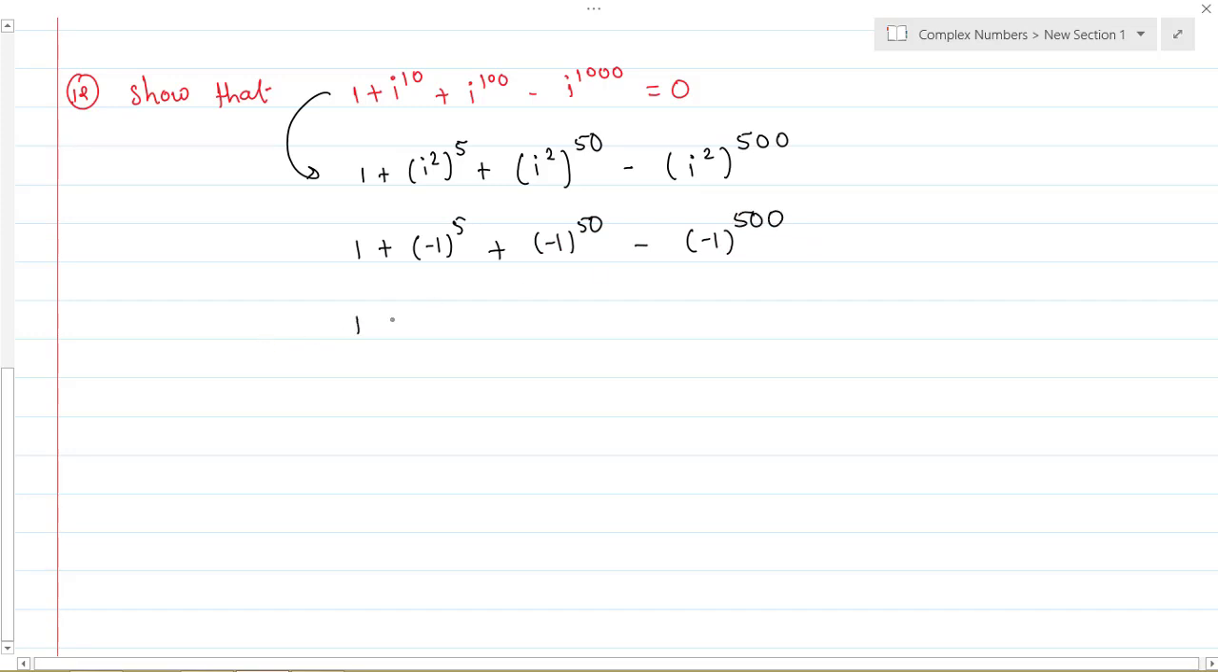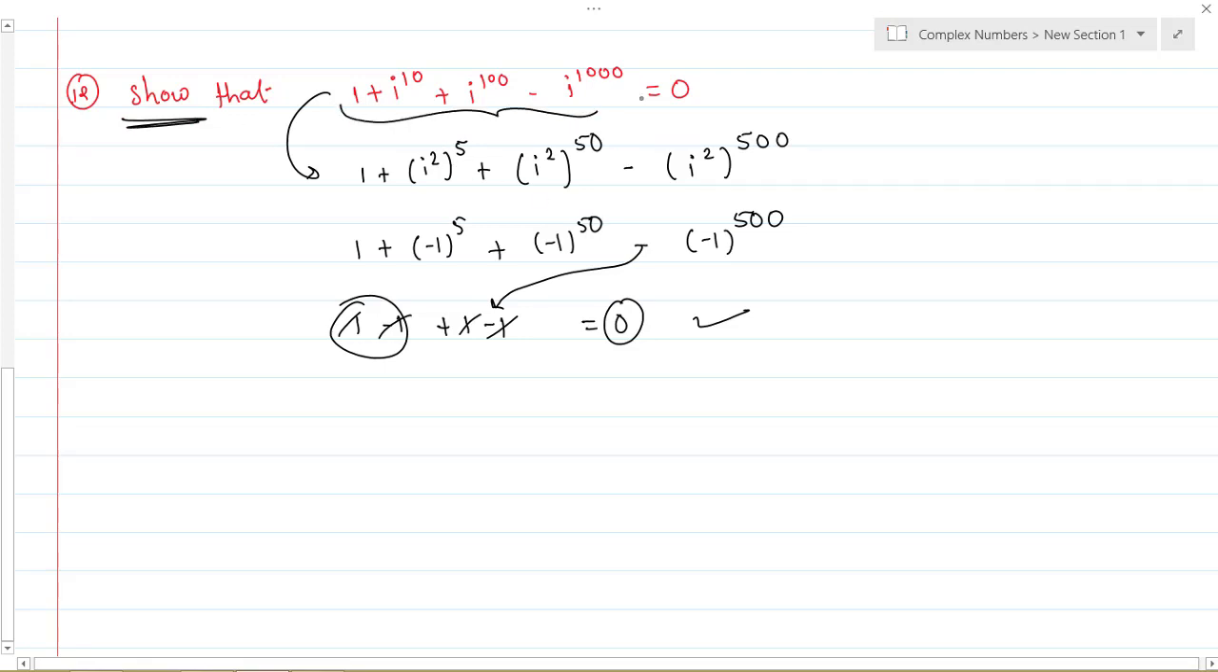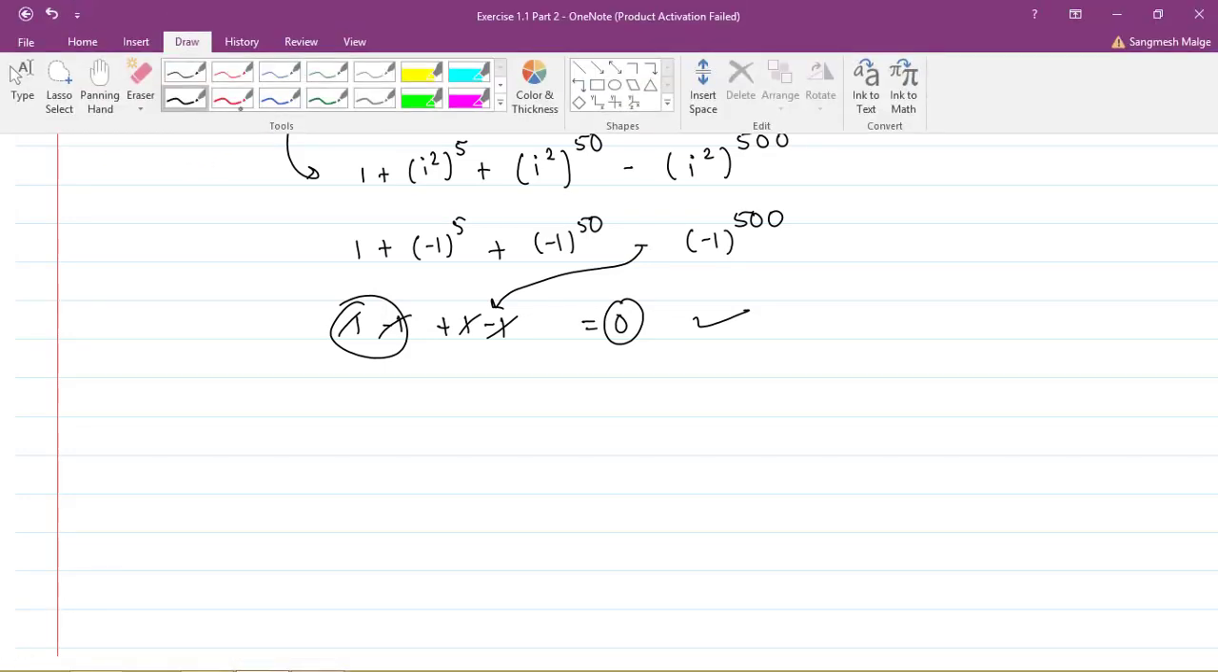You know that a negative number's odd power is negative, and a negative number's even power is positive. So minus 1 to an odd power is minus 1, minus 1 to an even power is plus 1, and minus 1 to an even power is plus 1, but the minus sign in front stays as it is. So this cancels, these two cancel, so it is equal to 0. Hence proved, we have shown that the given value is equal to 0. I hope it is clear to everyone. If you have any doubt you can ask me.